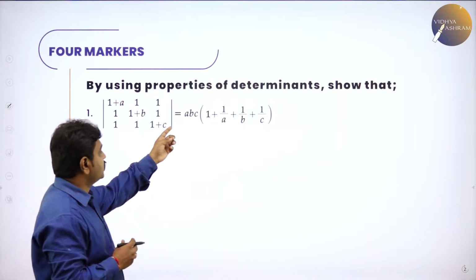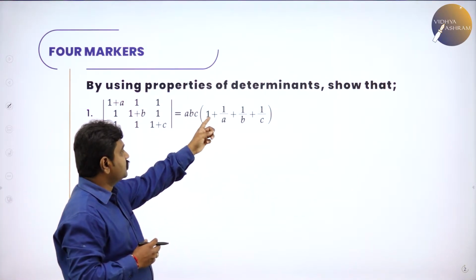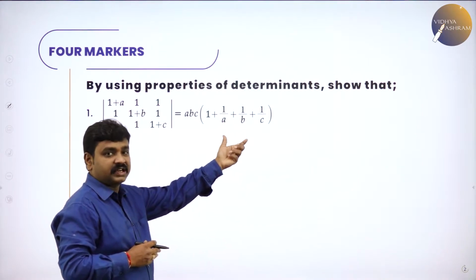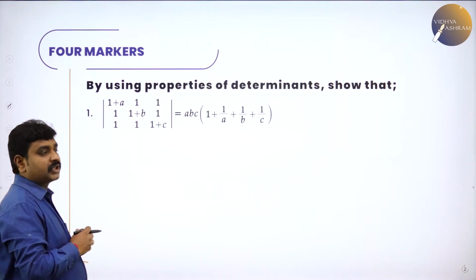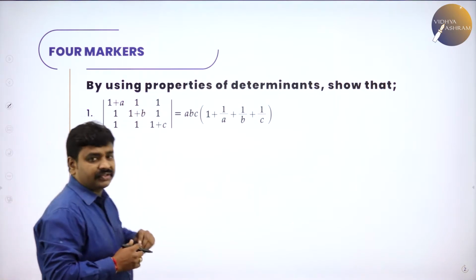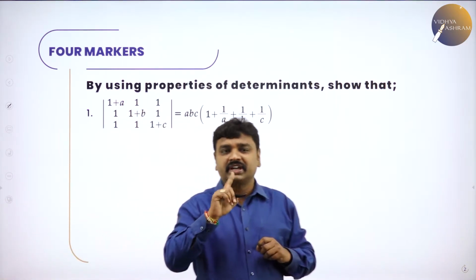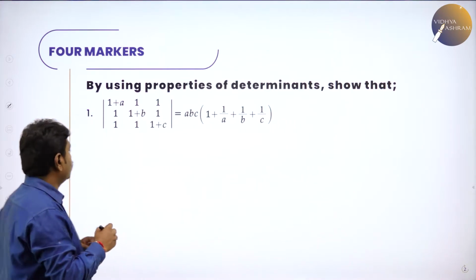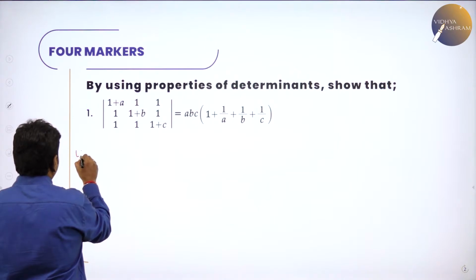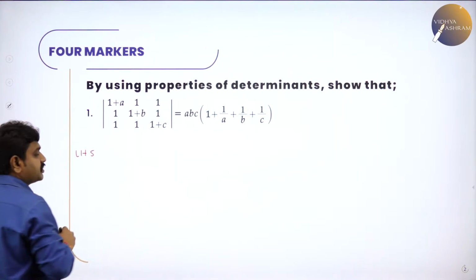If you see the RHS, ABC into 1 plus 1 by A, 1 by B, 1 by C is there. So to arrive at that, we have to simplify this. They told using properties. We need to use properties. No direct expansion. We have to use properties. We'll use properties to derive it. Now take LHS. Let us take LHS.